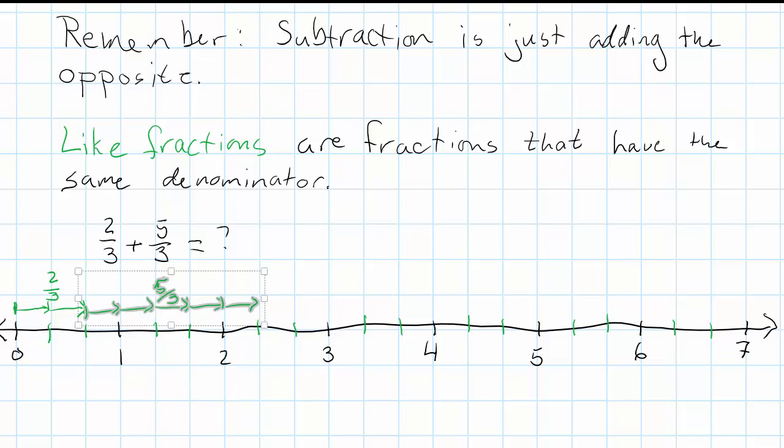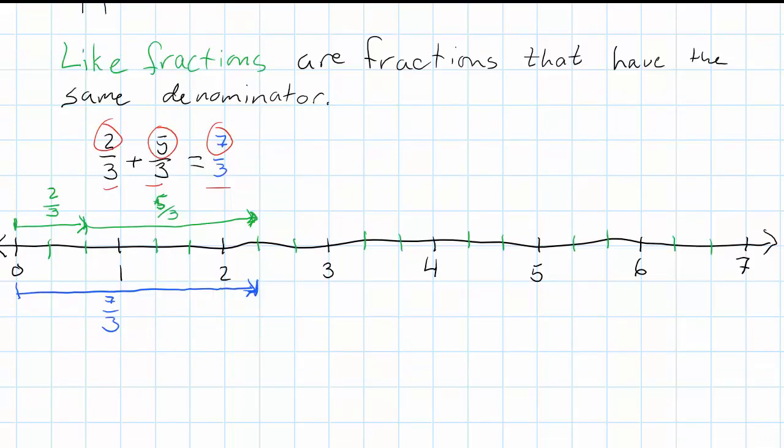And we see that those add up to 1 2 3 4 5 6, 7/3. So 2/3 plus 5/3 is 7/3. Notice what effect that appears to have had. We appear to have simply added the numerators and kept the denominators the same. Does that make sense?